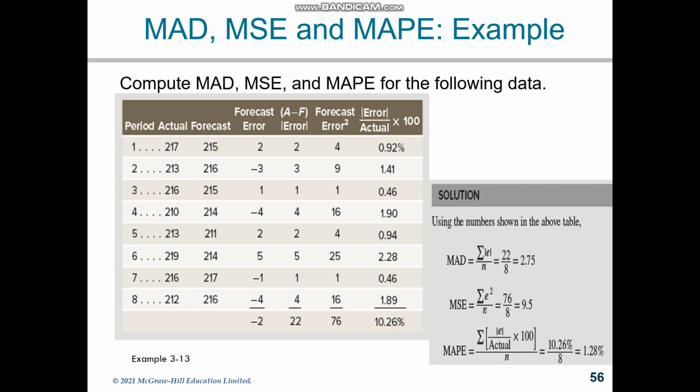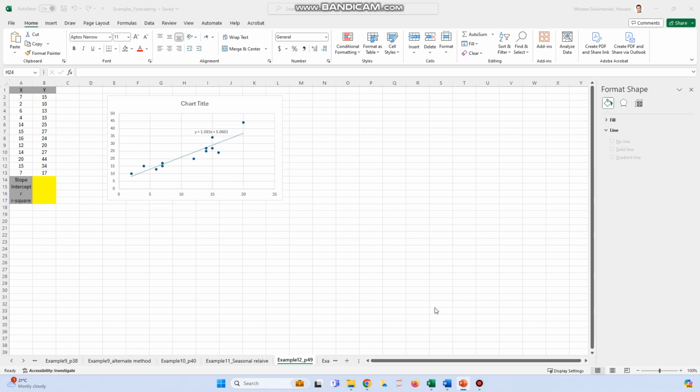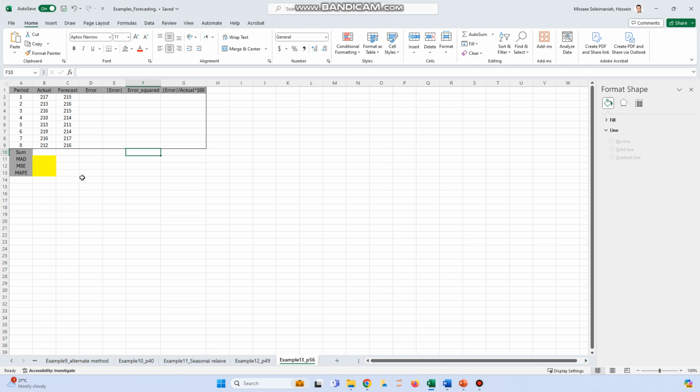Excel to see if this solution is correct or not. All right, here's the data set that we have, and here's the forecast that we have made using one of the techniques that we have learned. And now we need to calculate these different things and then calculate MAD, MSE, and MAPE.